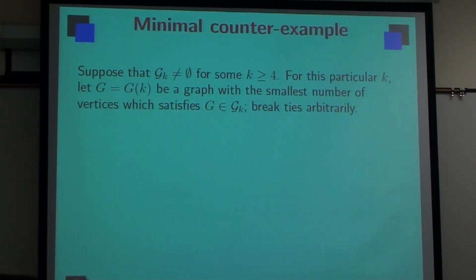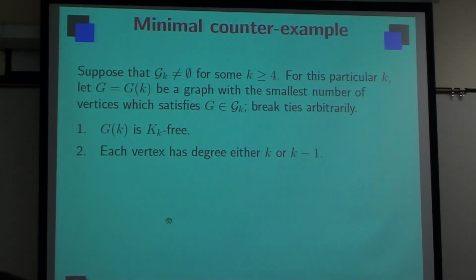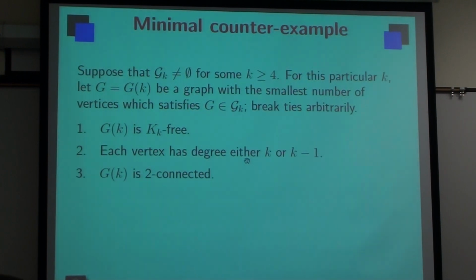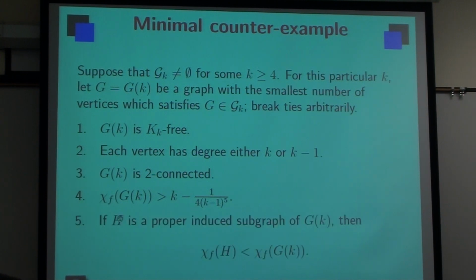So the minimum counterexample has some properties. One is that this graph should be K_K-free, just by definition. Each vertex has degree at least K minus 1, otherwise you can delete this vertex and get a smaller counterexample. Because of minimality, we have this property, and the graph has to be connected. Now, if you take any proper subgraph, then the subgraph should not satisfy the conditions, so it should be smaller. Otherwise, it's no longer the minimum.